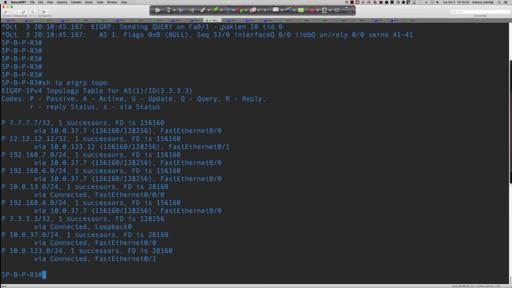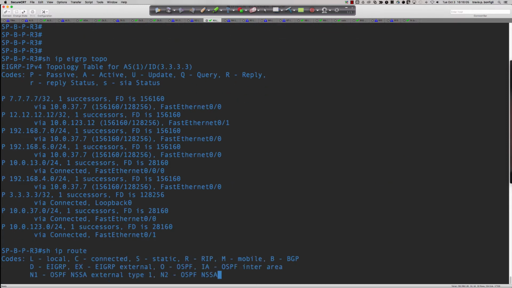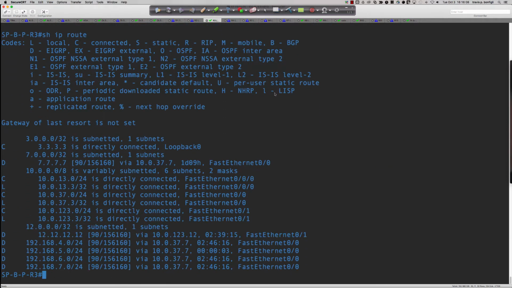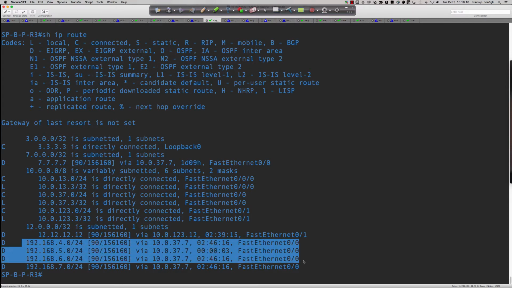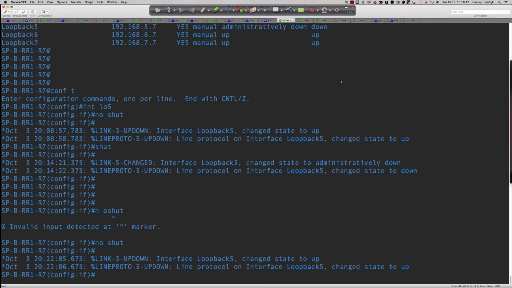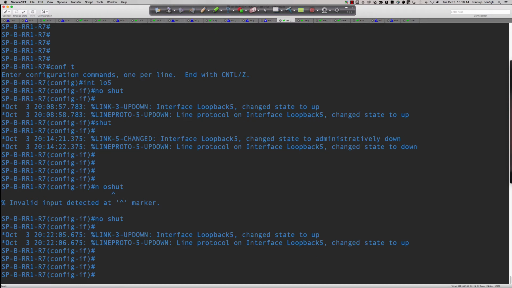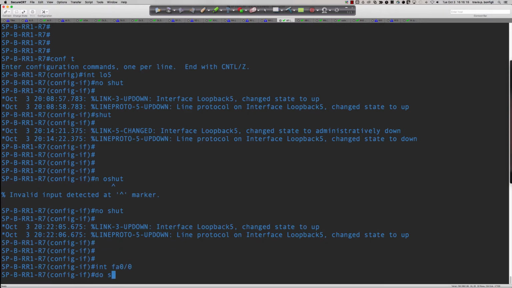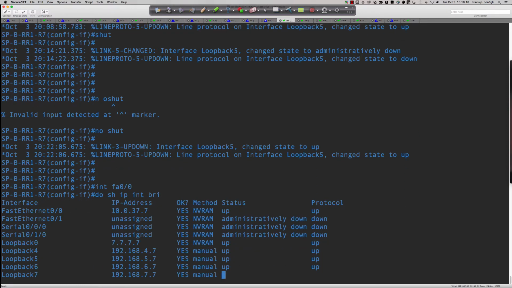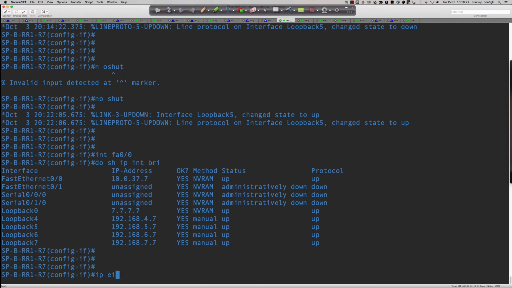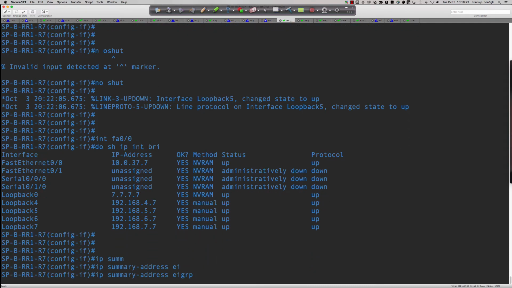I'm going to come here to router 3, and we're going to say show IP route. And do we see the 4 routes? We do. There they are. Now let's go to router 7. And on router 7, I'm simply going to go into interface fast Ethernet 0/0, and let me do show IP interface brief. Let's make sure it's 0/0. It is. So I'm going to say IP summary address, EIGRP, the AS is just 1, right?